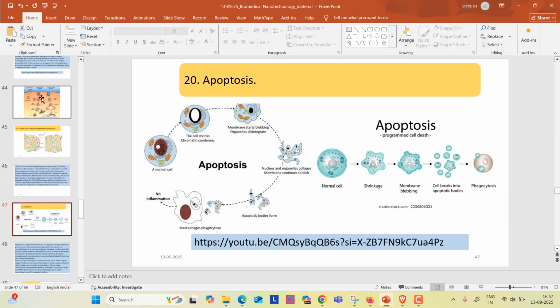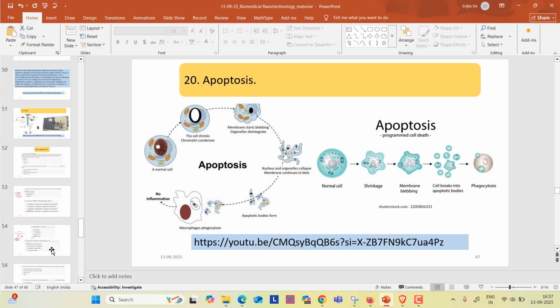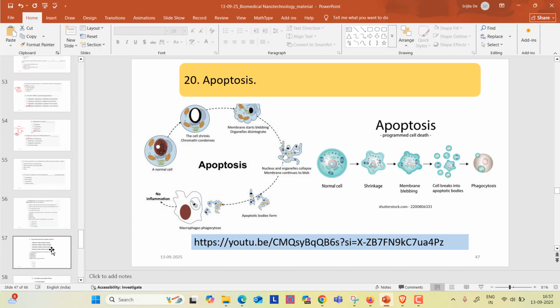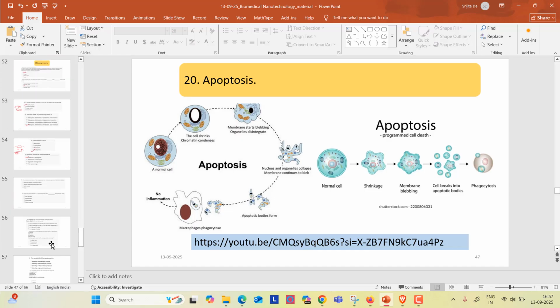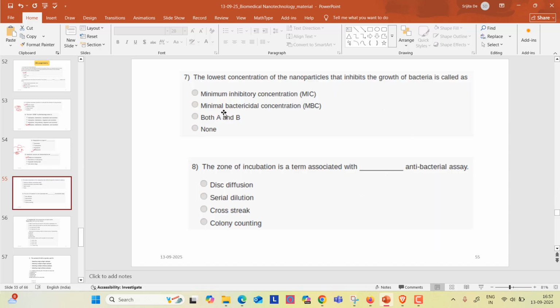Next, we will go to apoptosis, but before that, we can study a few questions which are left to do. The lowest concentration of nanoparticles that inhibits the growth of bacteria is called what?